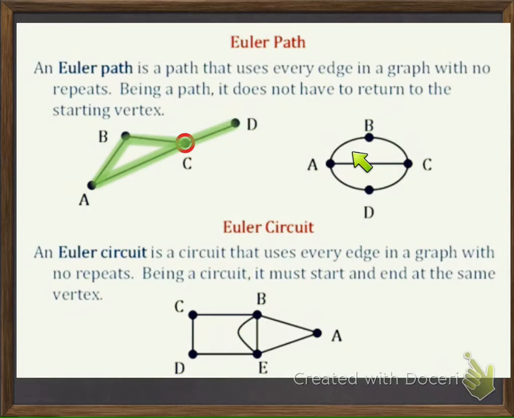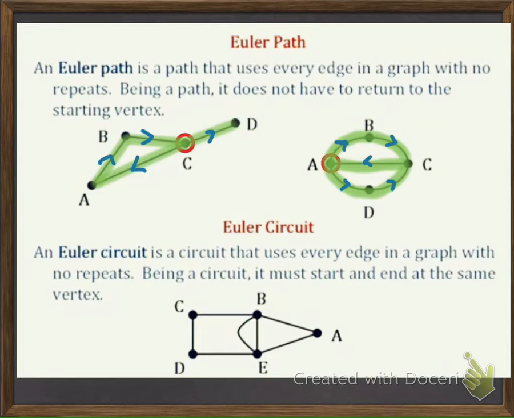Here's another one. We could look at this one. I just wanted to put the arrows in, make sure we know where we're going. So say we started here at A, in this graph that kind of looks like a hamburger. We could go from A through B to C, back to A, and then back to C. So that's an example of an Euler path.